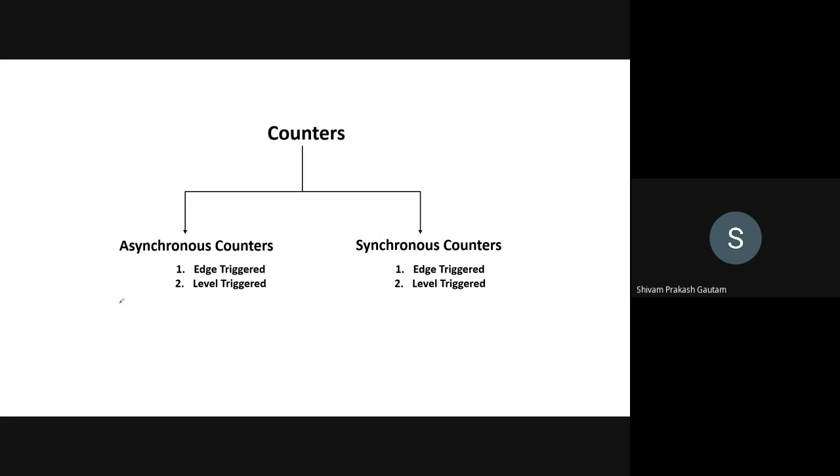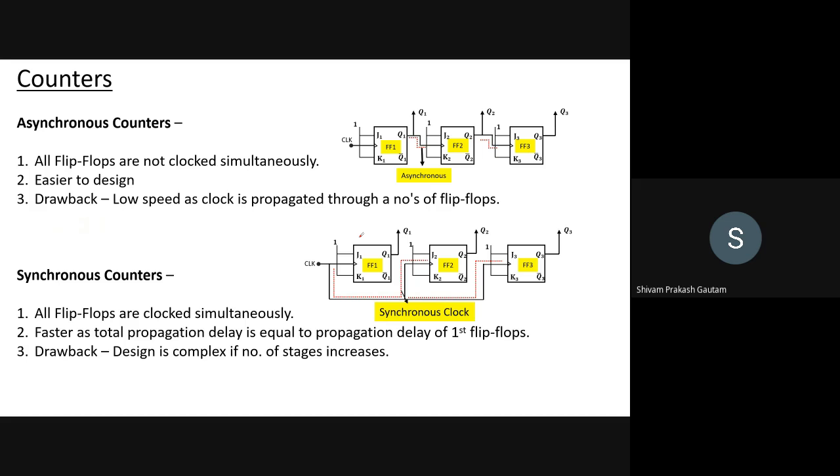Right? So counter, as we have already discussed, is divided into two categories, that is asynchronous counter and synchronous counter, and it can be edge triggered or level triggered. Given a pulse, this is called the positive edge, this is called the negative edge, and this is called the level, right? So this is level triggering. These are edge triggering and level triggering. We have already seen these kinds of things.